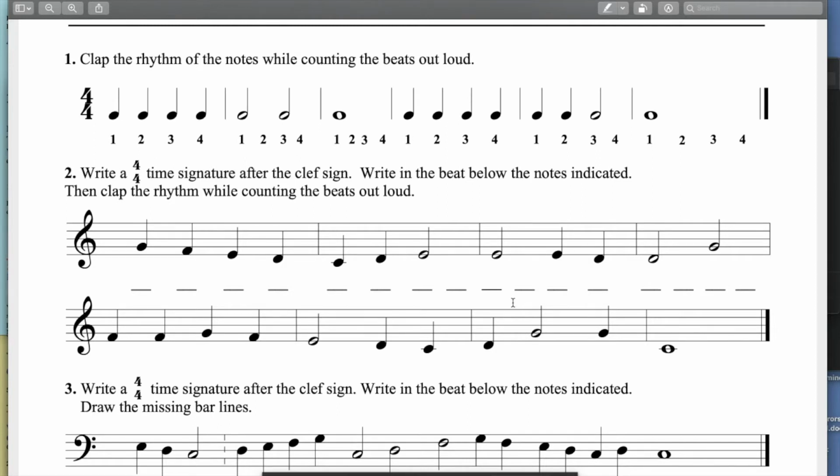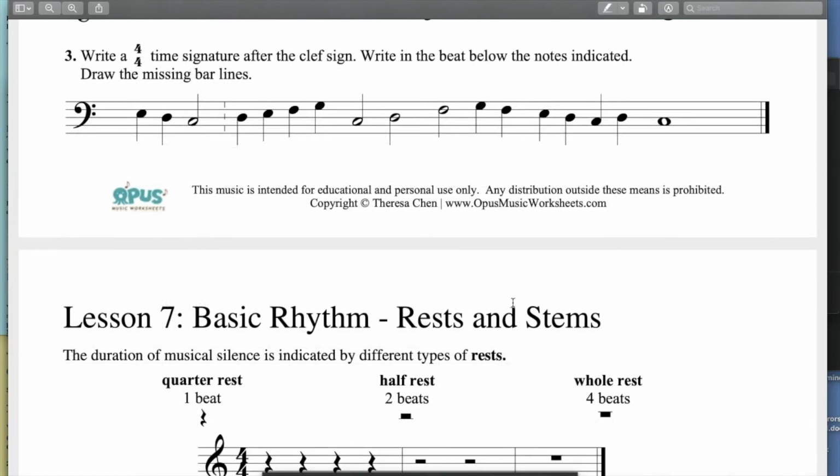I'm fine with you writing the numbers and then saying it quietly to yourself. It should kind of look like number 1. It should be related to it, but it won't be exactly the same because the different rhythms, the different durations are in different orders. Number 3 is similar. It says write the 4/4 time signature after the clef sign, which is that bass clef. I know I haven't taught you bass clef yet, but I like to do rhythm first before I start into the clefs. Write the beat below the notes indicated, then draw the missing bar line.